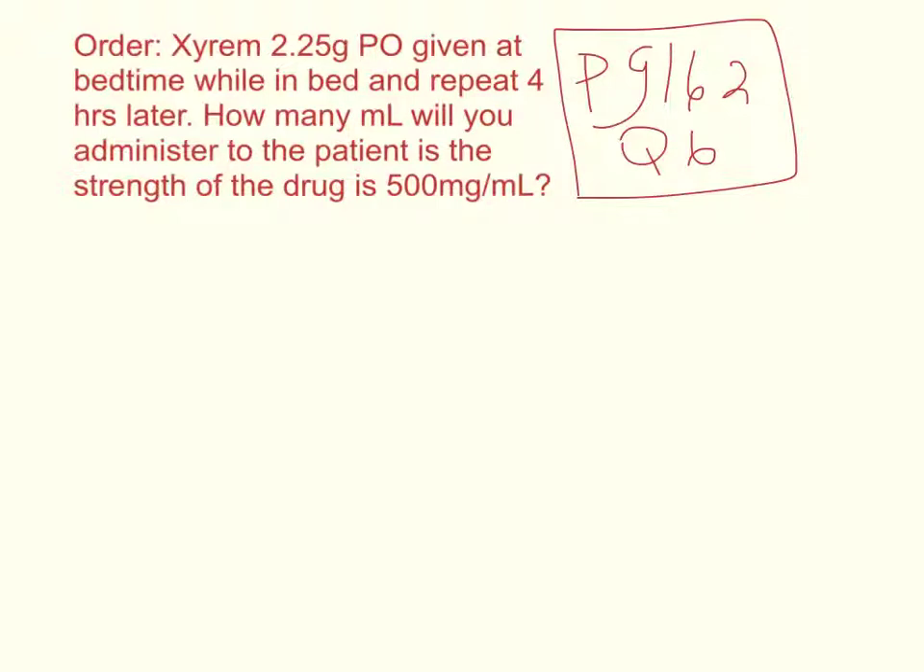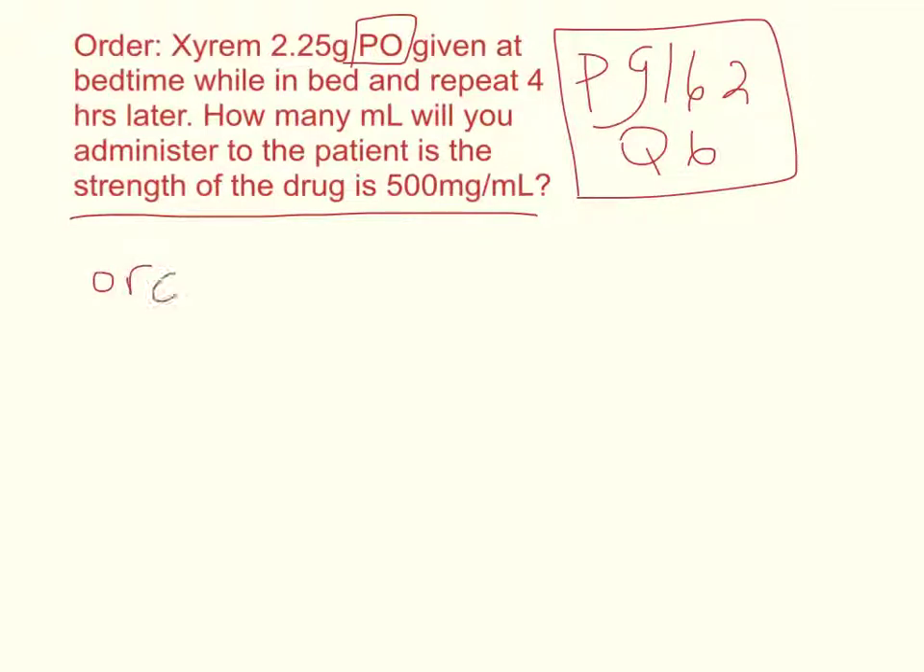So the question given to you essentially is the order comes in that's been prescribed to your patient Xyrem 2.25 grams orally, given at bedtime while in bed, and repeat 4 hours later. So how many milliliters would you administer to this patient if your strength of the drug is 500 milligrams per milliliter?